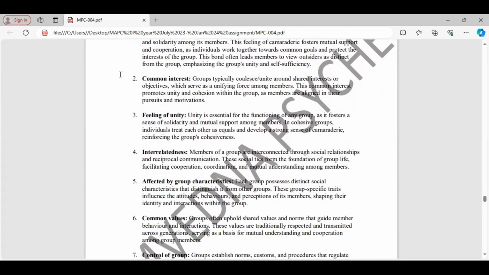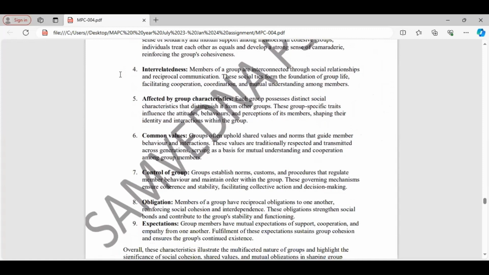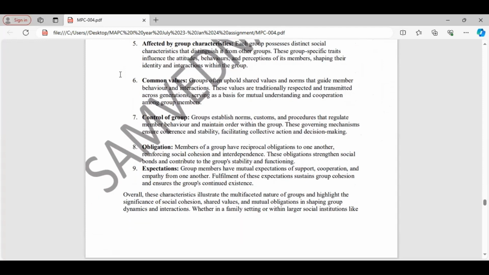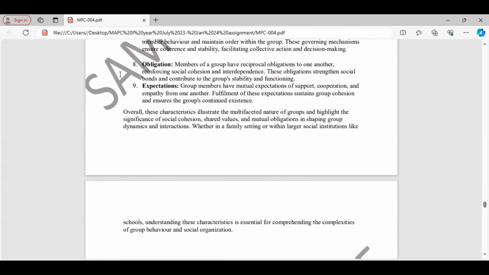Interrelatedness. Individuals are affected by group characteristics. They share common values. And there are various norms, customs, and procedures which have control over the individual members of the group, obligations and expectations. And then the answer will be concluded.